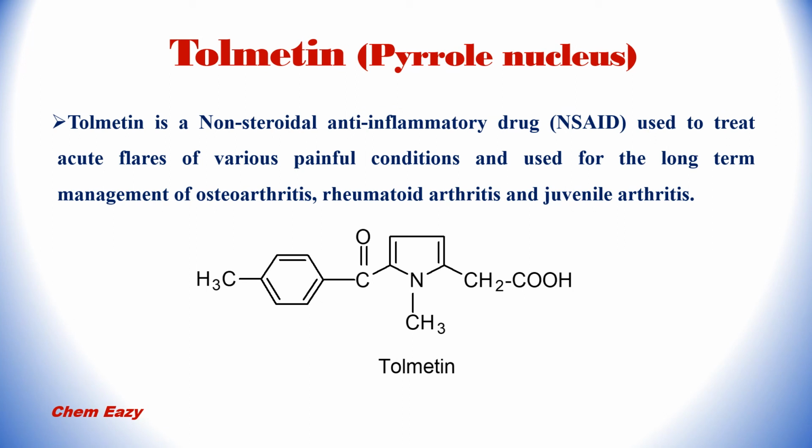Second one is tolmetin, which is a non-steroidal anti-inflammatory drug, that is NSAID, used to treat acute flares of various painful conditions and used for the long-term management of osteoarthritis, rheumatoid arthritis, and juvenile arthritis. So this is the structure of tolmetin. In this, the pyrrole nucleus is present.